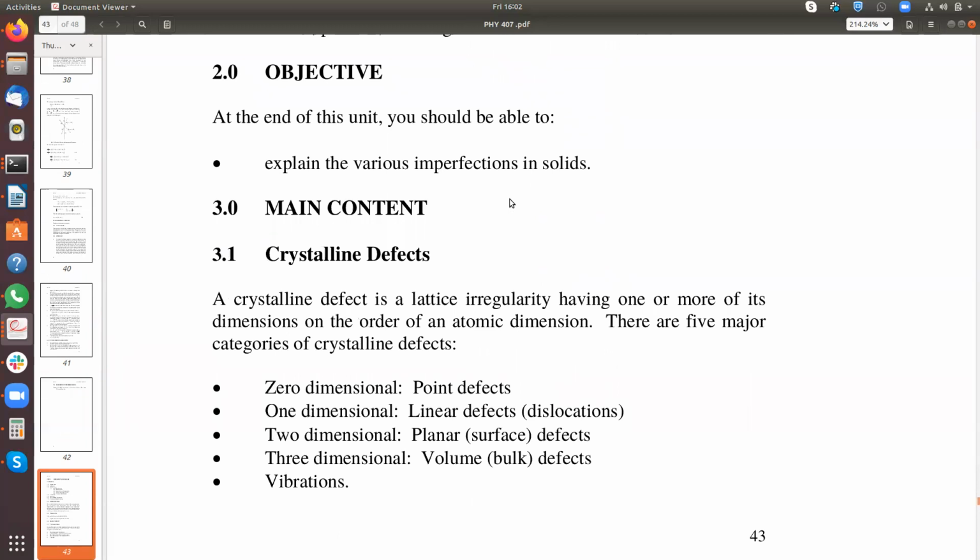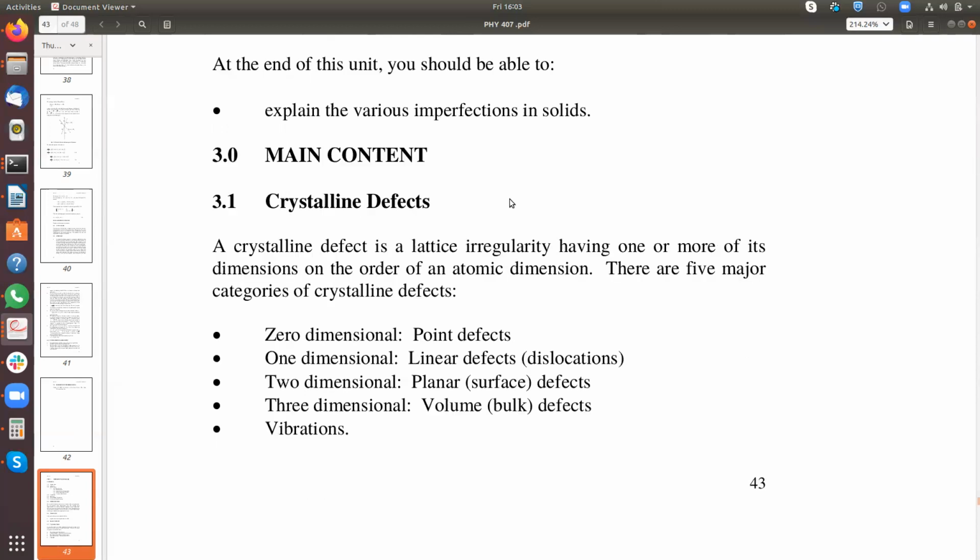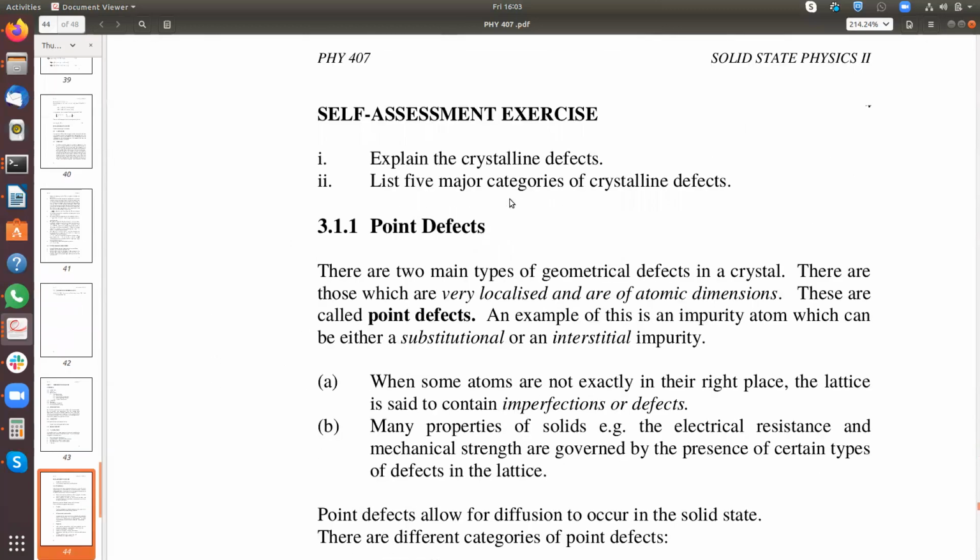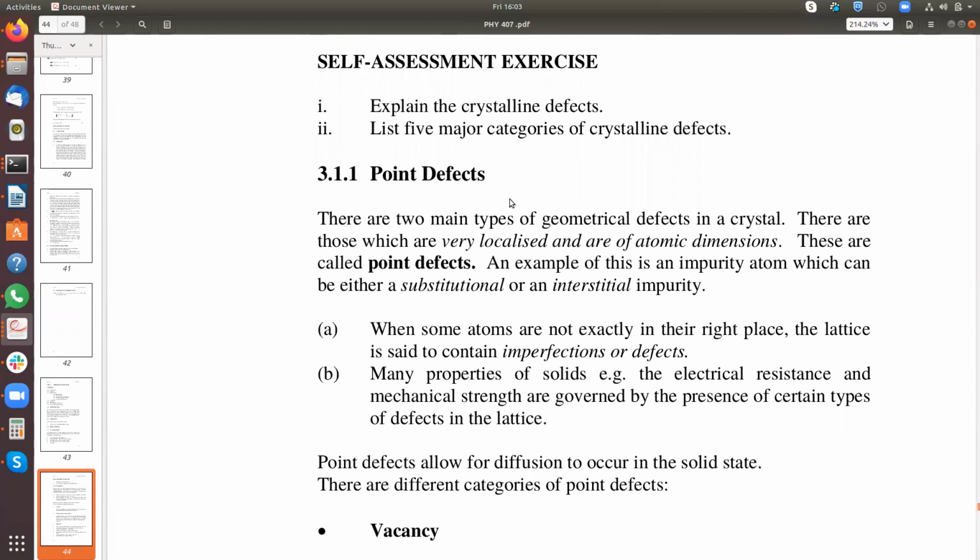So now, crystalline defect. A crystalline defect is a lattice irregularity having one or more of its dimensions on the order of an atomic dimension. There are 5 major categories of crystalline defect. One, that is zero dimensional, which is called point defect. We also have one dimensional, that is linear defect, which is also called dislocation. Then we have two dimensional, that is planar, that is on the surface. Another one is the 3 dimensional, which involves the volume. Then the last one is vibrations. So we start one after the other. We first look at point defect.